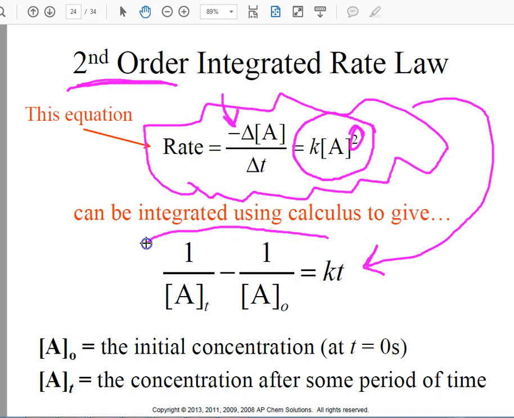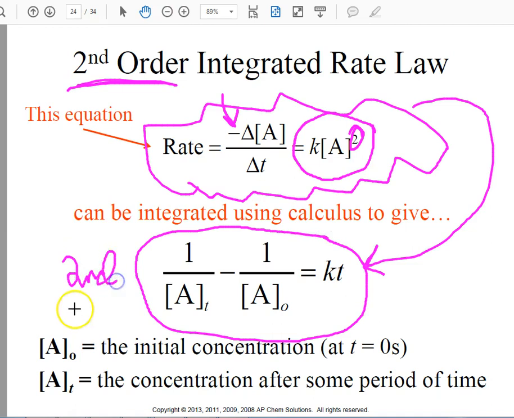Now again, this equation is given on your equation sheet. You do not have to memorize it, but you have to be able to recognize that this is the equation that we can use if we have the concentration at a specific time, or it may allow us to find the concentration at the beginning. If we know both of those, it could allow us to find k, and if we know both of those and k, it could allow us to find t. So we could solve for any of these variables as long as we know the others.